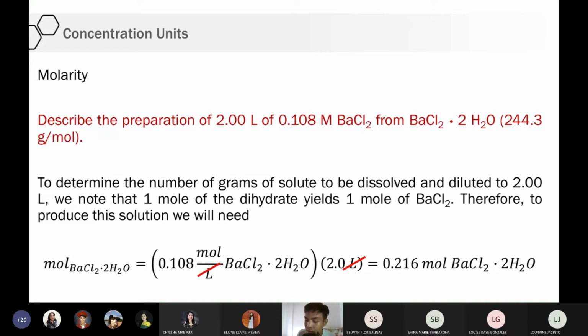Okay? Next one, we have this problem. Describe the preparation of 2 liters of 0.108 molar barium chloride from barium chloride dihydrate.